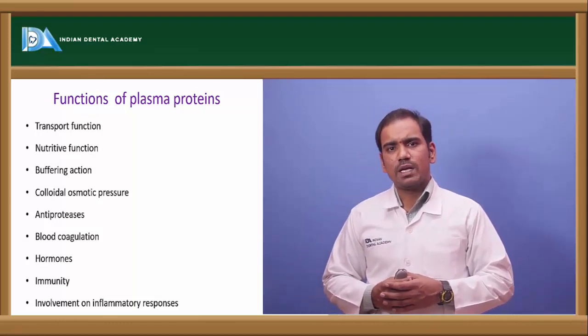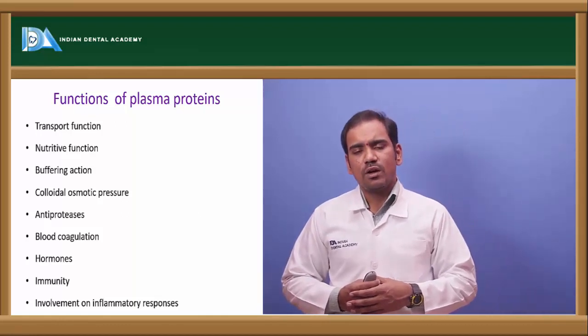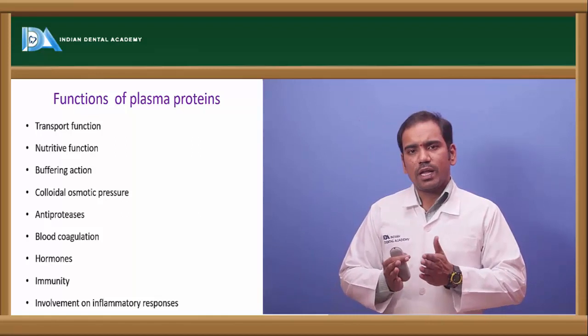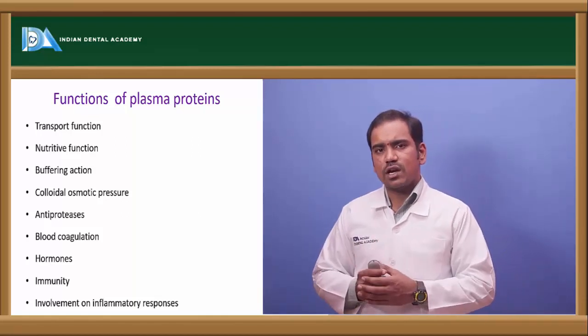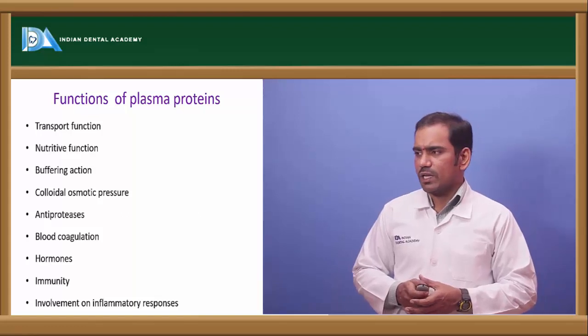So that's why you call them immunoproteins or protective proteins. Immunoglobulins are called protective proteins. So the plasma protein fraction, that is the gamma fraction, has a role in immunity. That is another important function of plasma proteins.